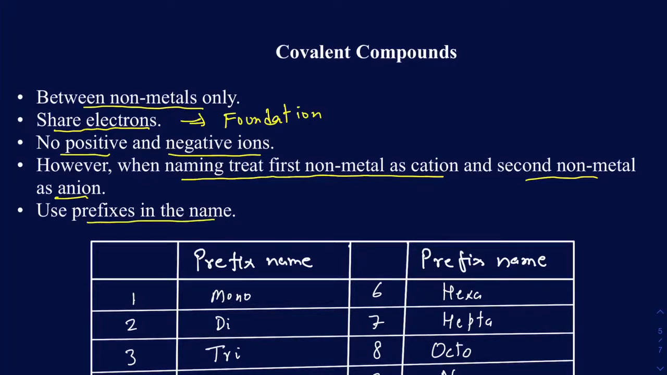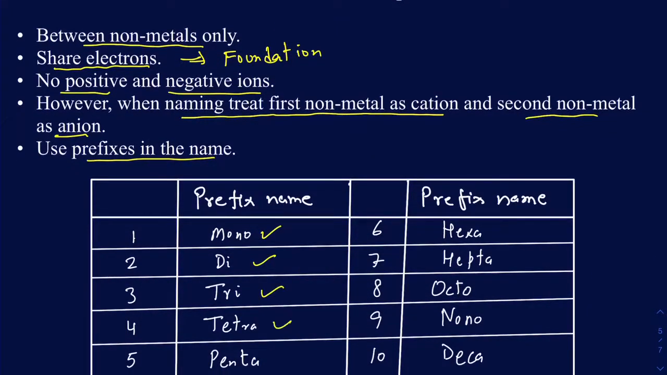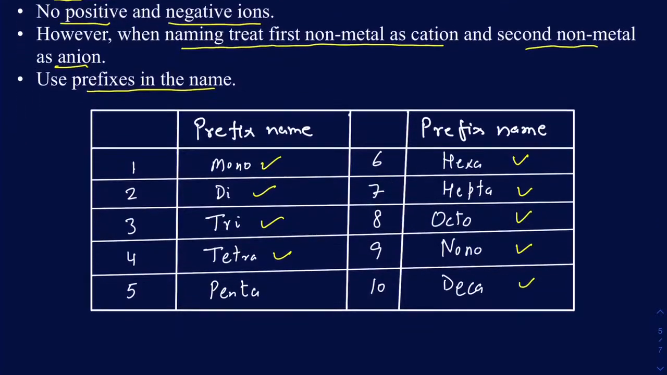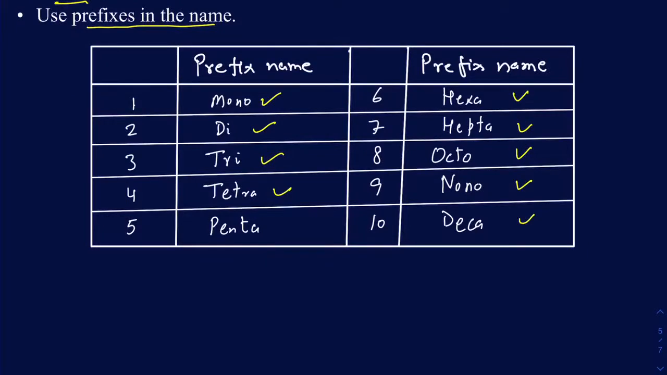So if you're using one nonmetal, you use mono. If you use two nonmetals, you use di, tri, tetra. This is the list of the prefixes that you're going to be using when it comes to naming these covalent compounds. And believe it or not, naming covalent compounds is much easier than naming ionic compounds, because you don't have to worry about too many things. You have to worry about the charges, and whether or not to use Roman numerals and all that. In covalent compounds, all you really have to worry about is being able to use the right prefix in them.